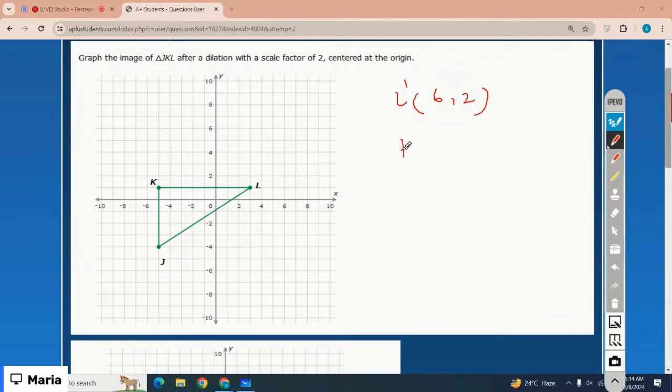Then you have K dash. K is negative 5 and 1, right? So they are negative 10 and 2. Then you have J, which is negative 5 and negative 4. So negative 10 and negative 8. Let's just plot these points and make a dilated image. X is 2.